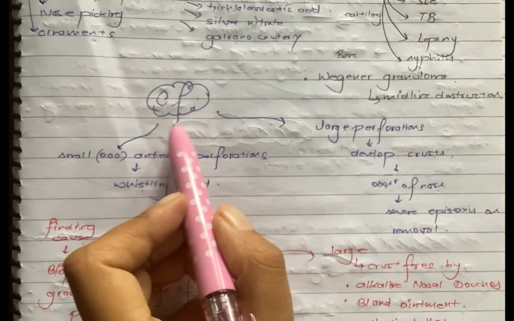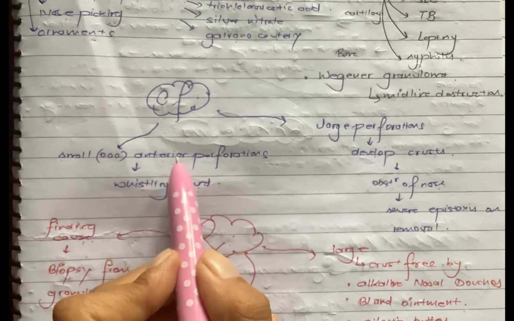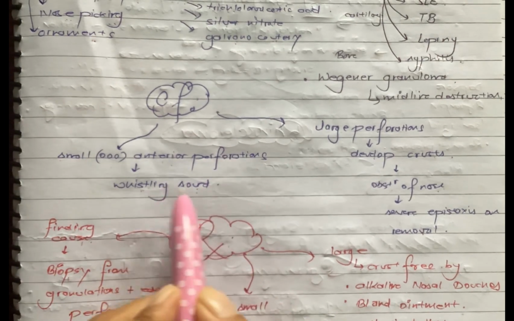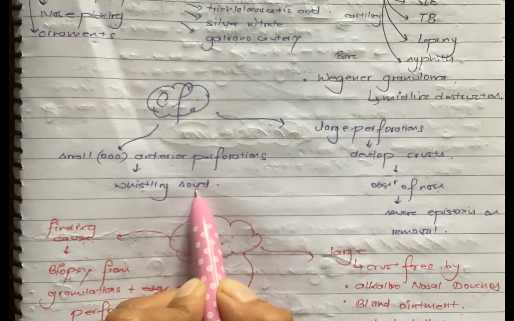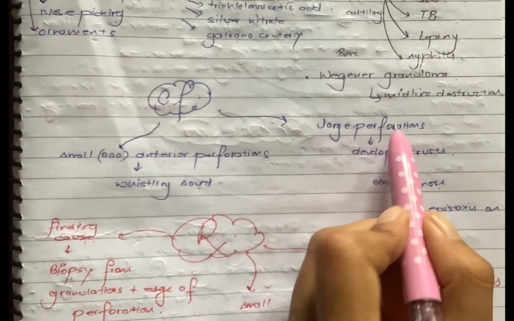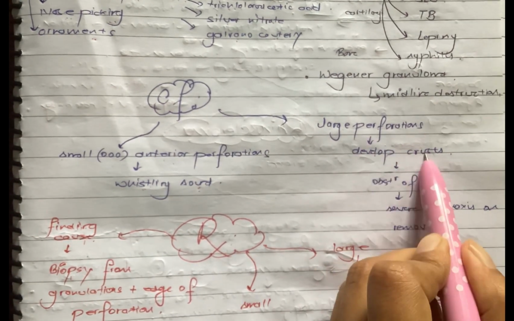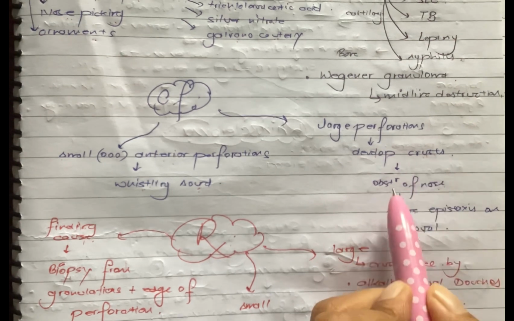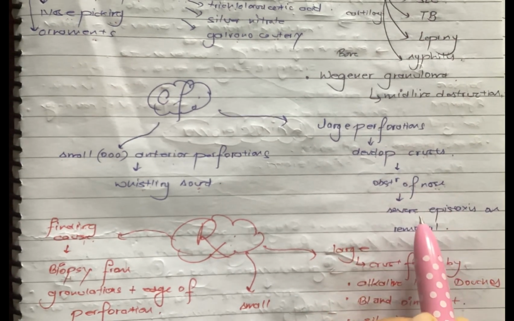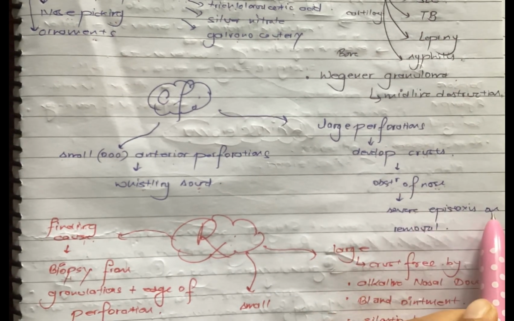Moving on to the clinical features, if there is presence of small anterior perforations, it may lead to the whistling sound during inspiration and expirations, and if there is presence of large perforations, then it may develop crust, and this crust can obstruct the nose, and it can also lead to the severe epistaxis when it is removed.